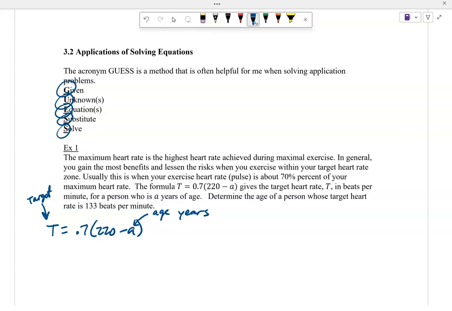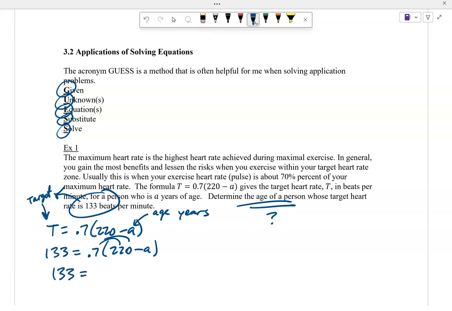So it says determine the age of a person. So I'm solving, right? What's the age of a person? That's what I'm determining, whose target heart rate is 133 beats per minute. So they're giving us the target heart rate, the T, with the capital T. So we just throw it in. 133 equals 0.7 times 220 minus A. And then we'll go ahead and multiply that through. So 0.7 times 220 equals 154. 0.7 times -1 is -0.7A.